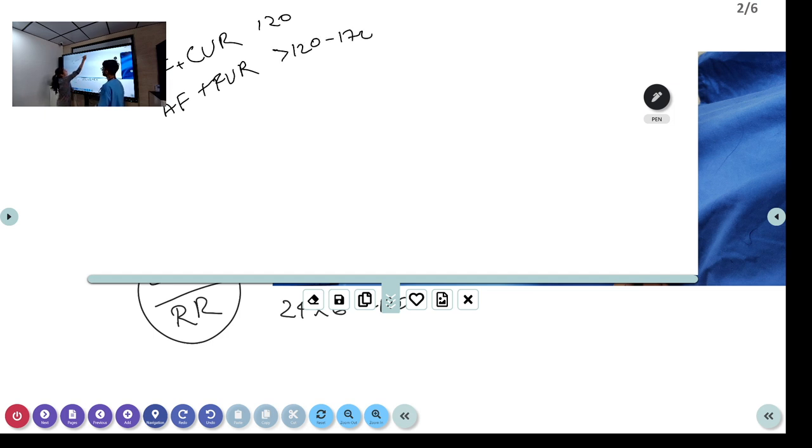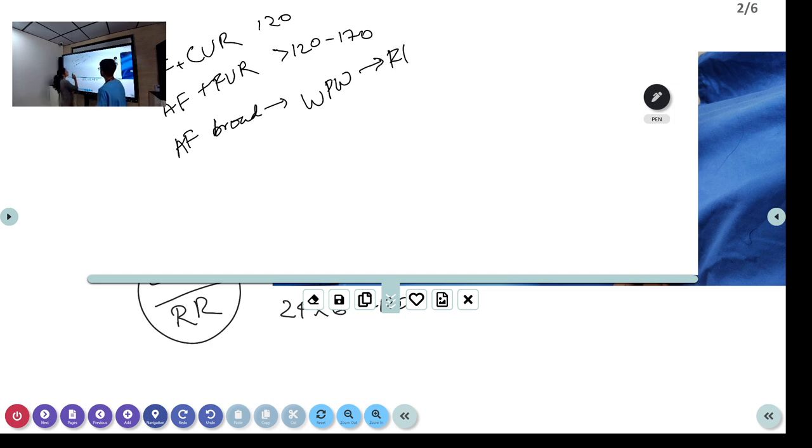Okay. And in some conditions, AF will be broad complex. That condition is if there are any accessory pathways like WPW syndrome, where the delta wave and these components also come into play. So it will be broad complex. So here the treatment is with what?